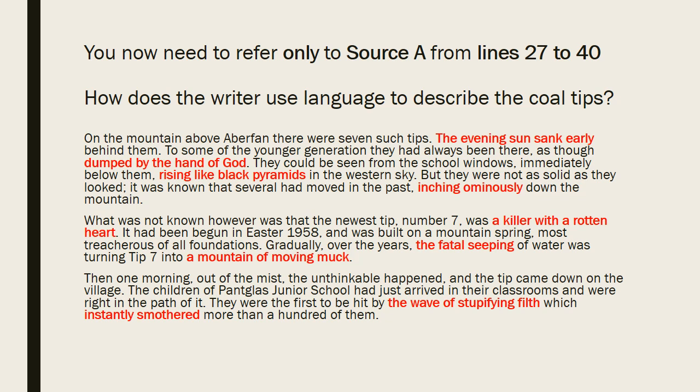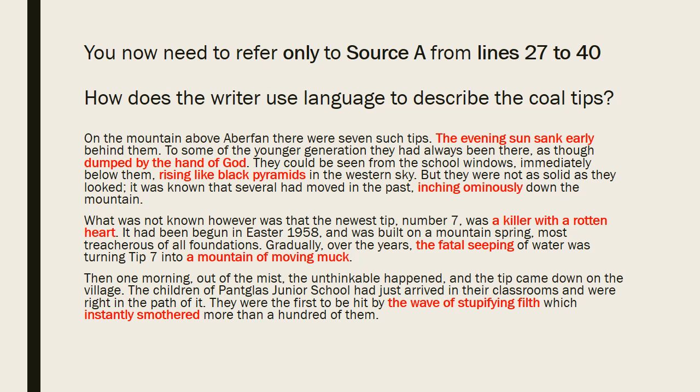The evening sun sank early. Now, I'm looking at that because we didn't need to be told that, that the evening sun sank early behind them. If we were being told that they're so tall and the meaning behind it is that therefore you couldn't see the sun, we don't need to be told it by the phrase sank early. Okay. Now the second one here, to some of the younger generation, had always been there, these tips. To then add in, although dumped by the hand of God, it doesn't have to be there. But you can see how that has been additionally added in because the writer is giving us a broader picture of how they felt about it.